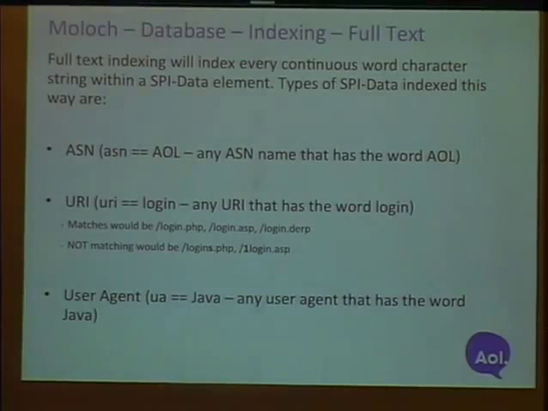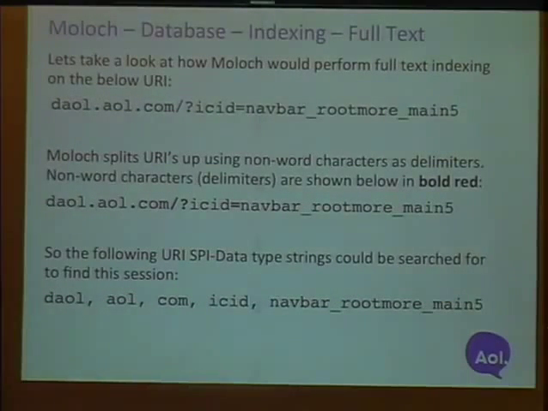And then some of the fields we actually do full text indexing with. That means you break them up where the non-word pieces are into word segments. We do that for the ASN, the URI, the user agent, and some of the new email stuff. That way you can match based on part of the string and not the whole string, and don't have to do the asterisk wildcard searching, which can be inefficient. This is very fast for Elasticsearch to do. So for example, Elasticsearch would break up this URI wherever there are non-word delimiters, and you would end up with these tokens, and then you can search for those tokens, and it will find this URI.